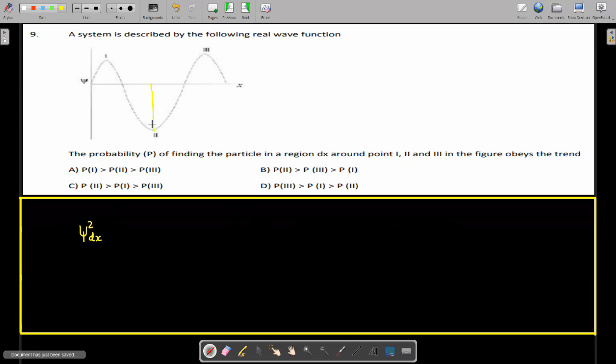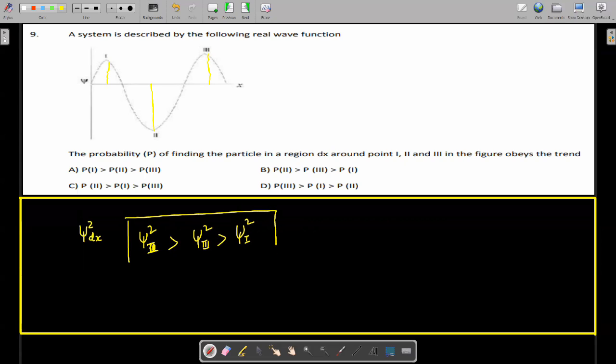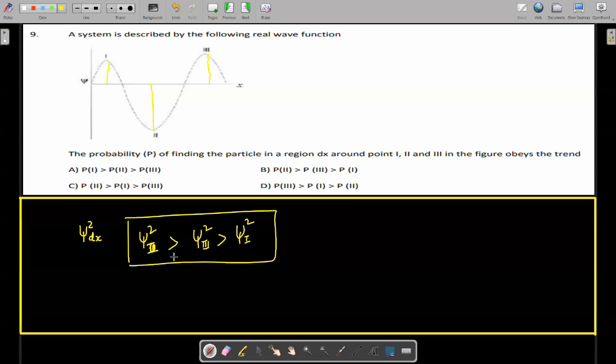So square of that will be highest value. Then third point, it is greater than the first point, the height over here, right? So we can say that the value of psi square is maximum at the second point, then at the third point, and it is least at the first point. So the order of probability is shown by this. It is not shown by psi; psi cannot tell about the probability. Psi square will tell about the probability. So this should be the order.